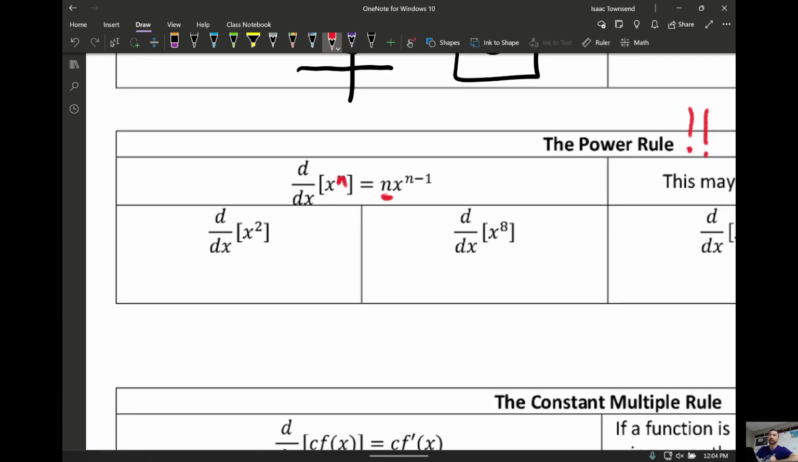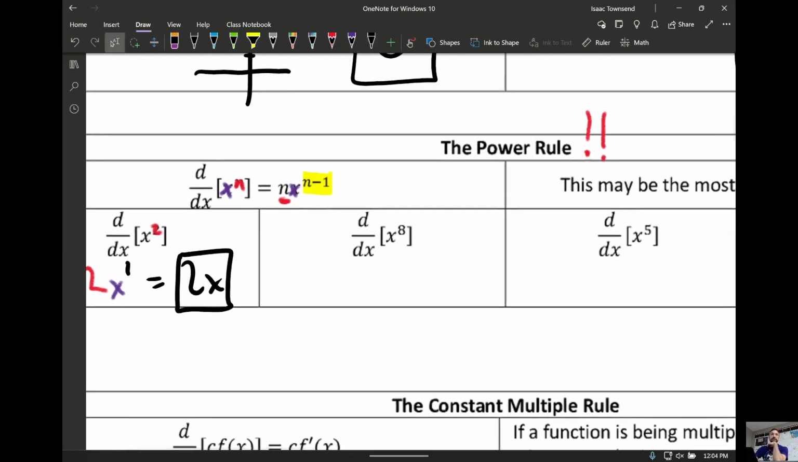So the derivative of x squared, you're going to start off by bringing the 2 down out front. And then this just is telling us to lower the power by 1. Whatever n was, subtract 1 away from that. So the derivative of x squared is 2x. Bring the power down, lower the power by 1. So what do you think the derivative of x to the 8th would be? 8x to the 7. And that's it. Bring the power down, lower the power by 1.